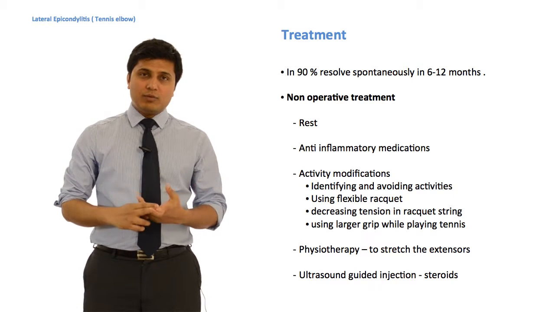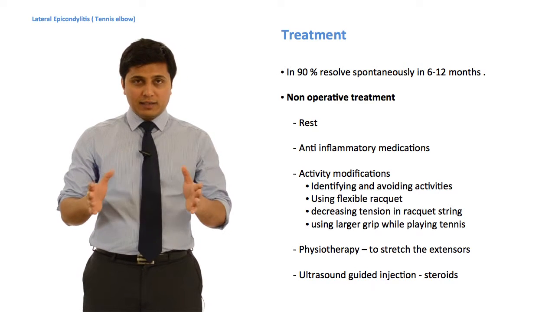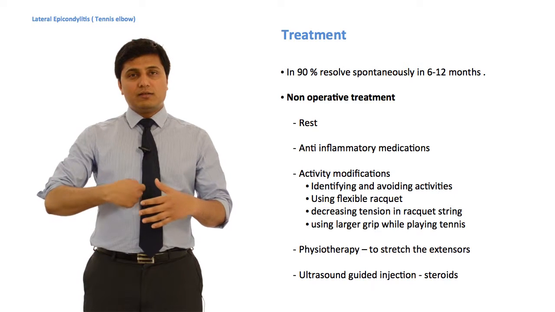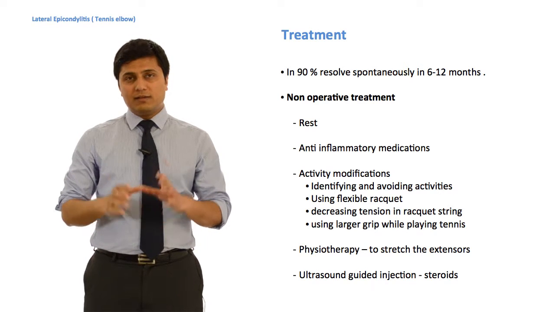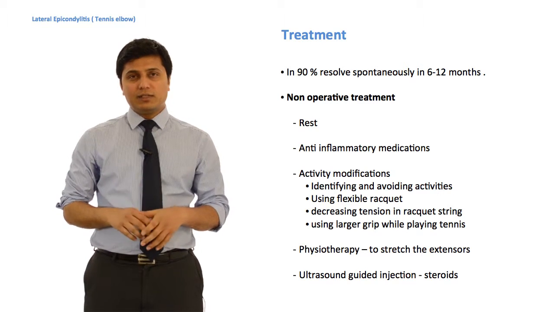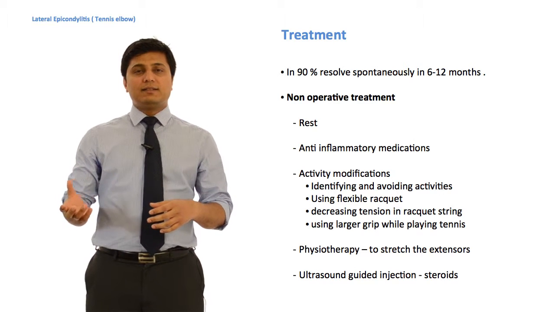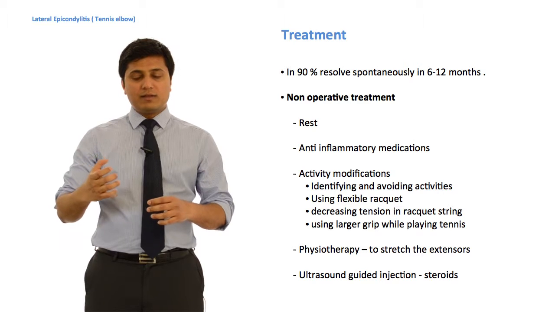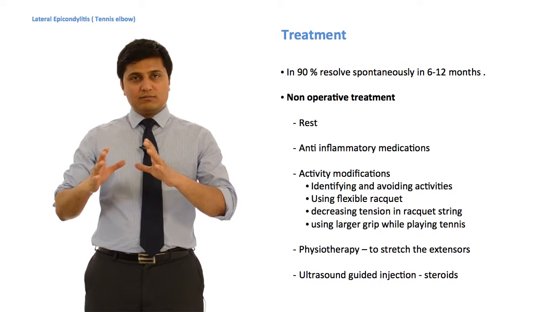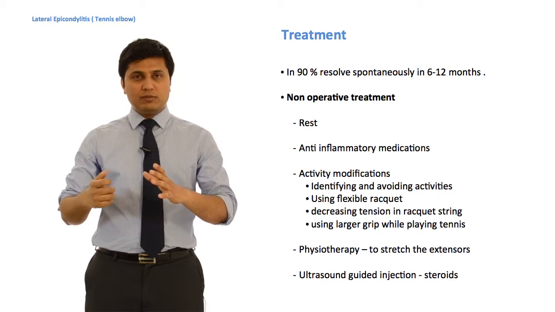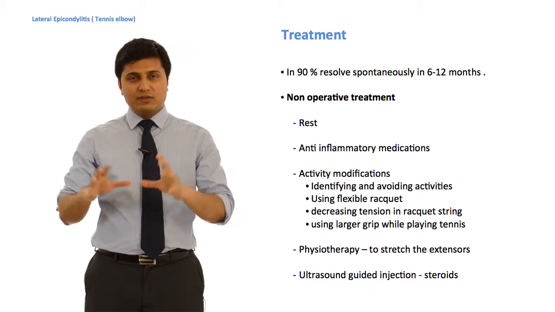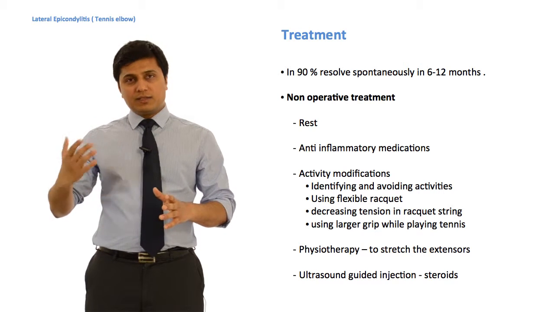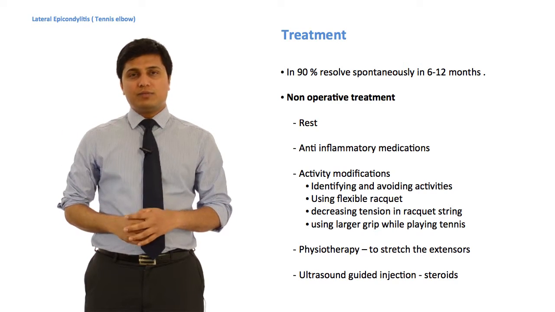So what does activity modification mean? It means identifying the activity which can provoke this pain and avoiding that particular activity. For example, if somebody is playing tennis, certain alterations, such as using a larger grip size and using a racket which is flexible and reducing the tension in the string, might substantially reduce the symptom severity.